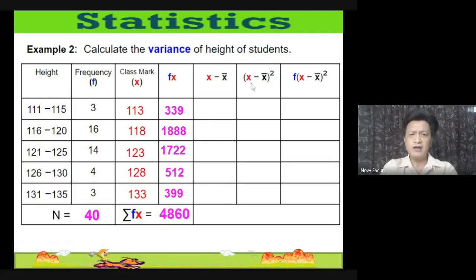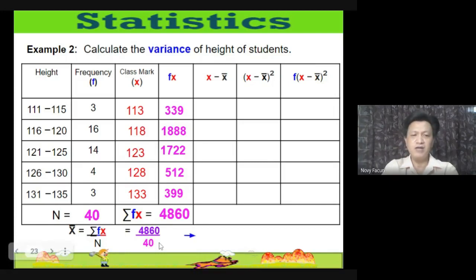Okay, so then, paano natin malalaman itong x minus mean na ito or yung class mark minus mean? Hanapin muna natin yung mean or the average. Okay, so meaning to say, ang kailangan lang natin dyan, di ba, itong summation ng product ng frequency at ang class mark divided by n. And that is 4,860 divided by 40, meaning to say the mean now is 121.5.